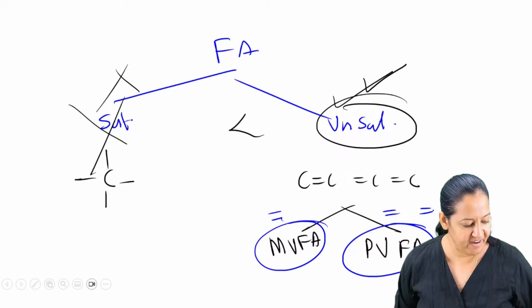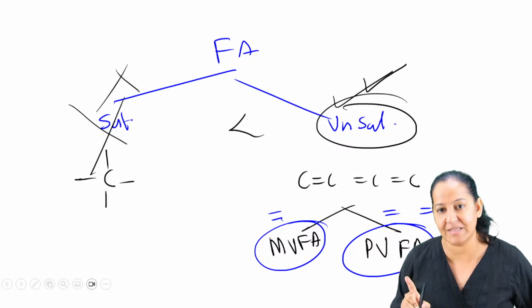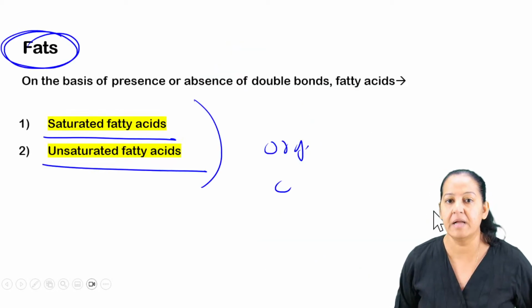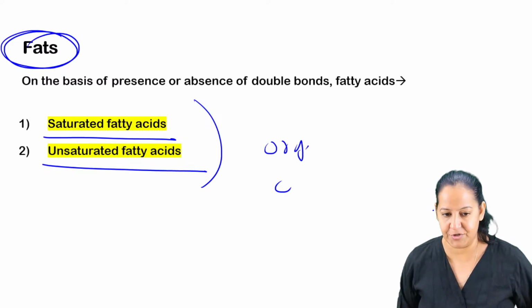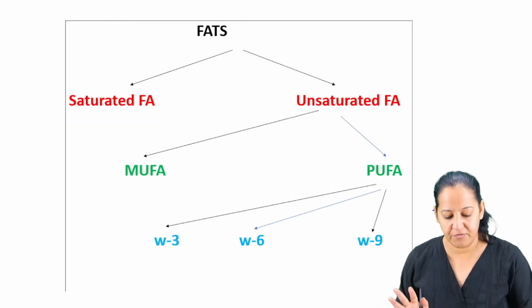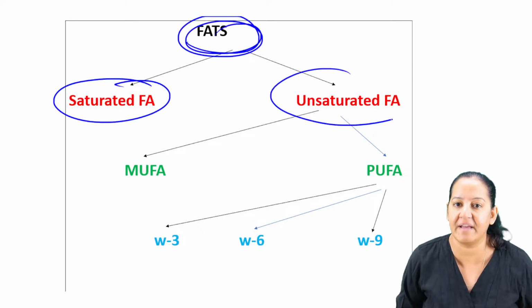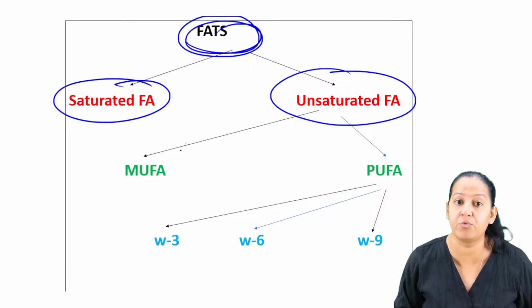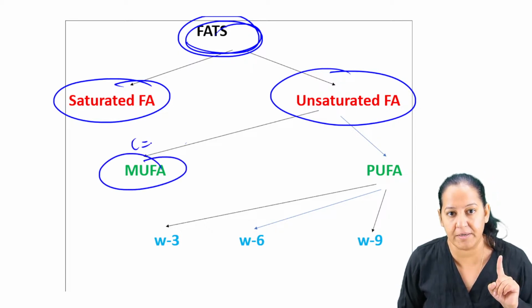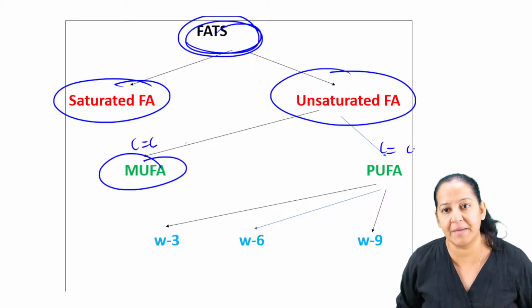In monounsaturated fatty acid, only 1 double bond is there. In polyunsaturated fatty acid, multiple double bonds are there. That is mono and polyunsaturated fatty acid. Got my point? So first of all, you see the fatty acids are of 2 types: saturated and unsaturated. Unsaturated are further of 2 types: monounsaturated, 1 double bond is there, and polyunsaturated, multiple double bonds are there.